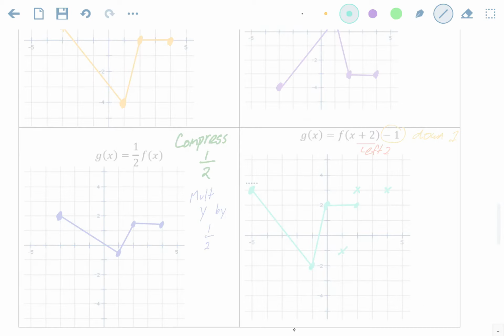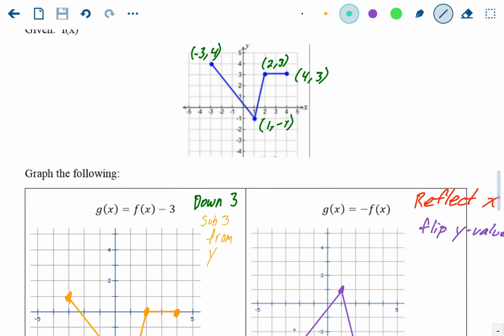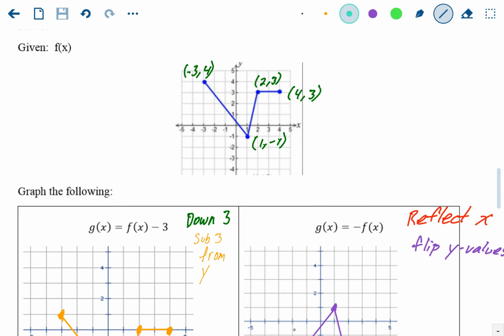Okay, so that's graphing. You could do all these from the ordered pairs, or you could do all of them from the graph. Doesn't matter. It's kind of helpful to mix and match and do both.